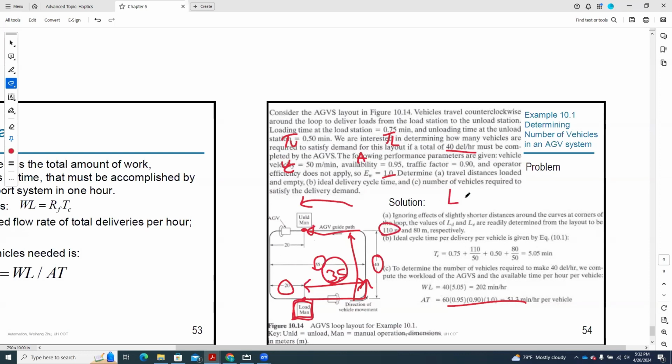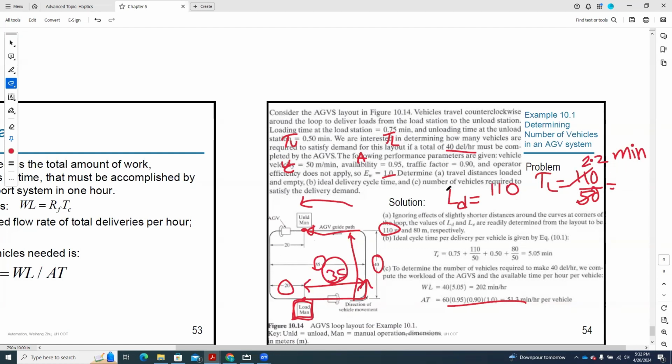So for the loading, the loading distance is 110. So the time is given by 110 divided by its speed. The speed is 50 meters per minute. So this is 50, and this is 2 point something, so 2.2. All right, so the time it takes to reach the unload station from the loading station is 2.2 minutes. This is not the loading time, sorry.